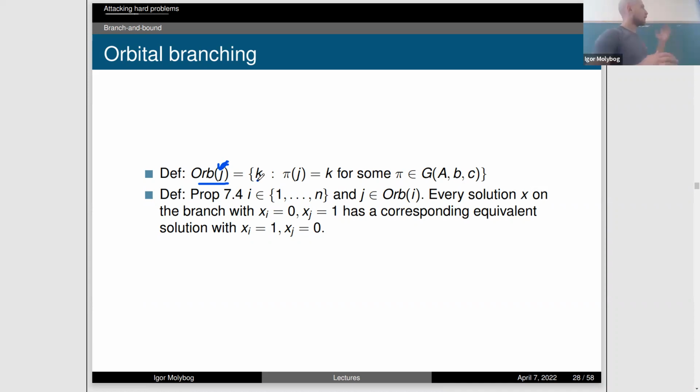We would like to define the orbit of J as the set of all components to which J can be translated by a good permutation, a permutation that preserves the problem. Is the definition clear? This notion of orbit comes from higher algebra, where we also have permutations.